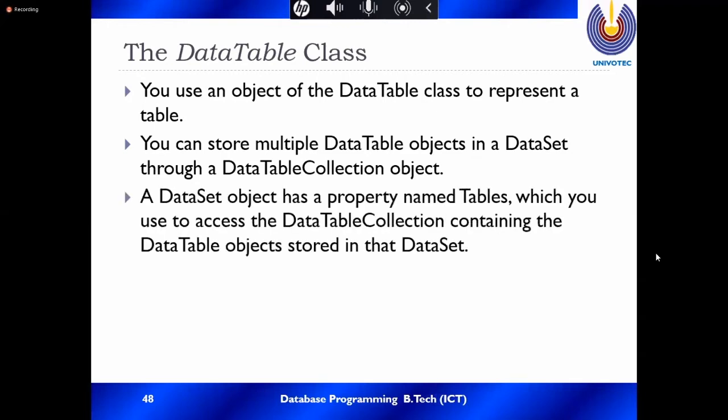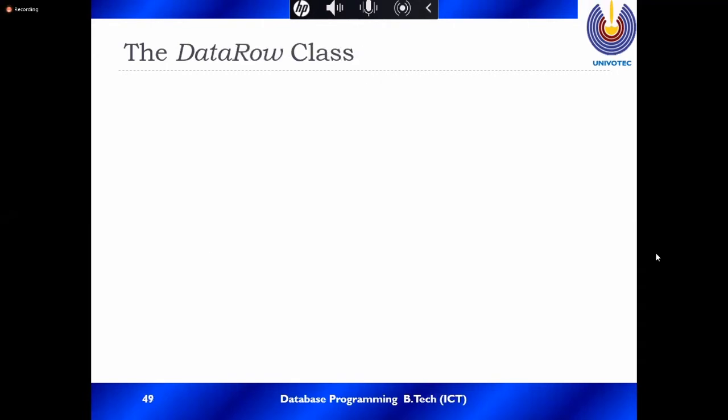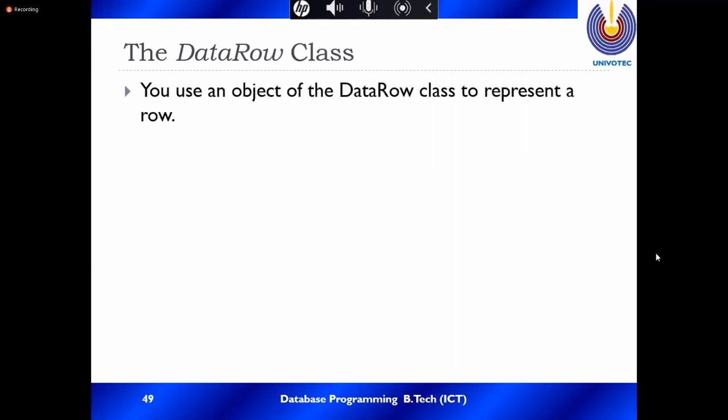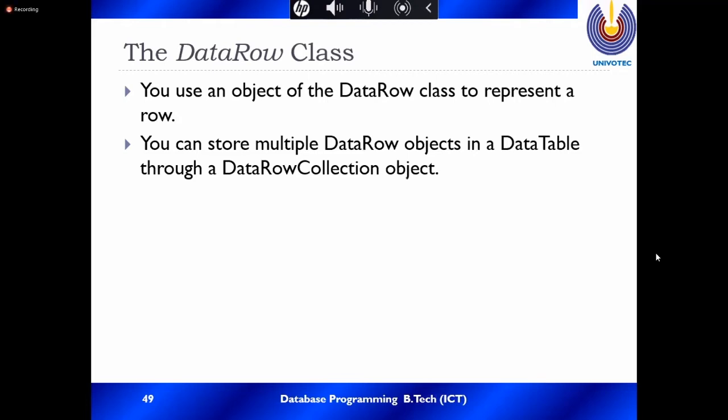A dataset object has the property named tables, which is used to access the data table collection containing the data table objects stored in the data set. Then the data row, because we want to read that row. Therefore, we need the data row. You use an object of the data row class to represent the row. Through the rows, you can update or delete, and you can add a new record. You can store multiple data row objects in the data table through the data row collection object.